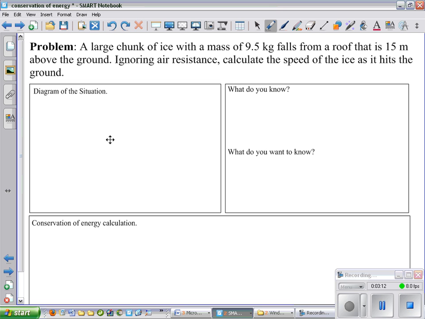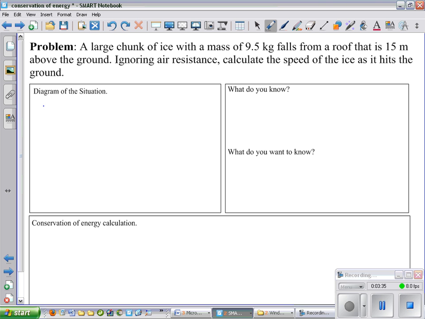So let's do an example. This example can be solved very easily with our previous calculations, but I want to show you how it can be calculated with energy equations. It says a large chunk of ice has a mass of 9.5 kilograms, falls from a roof that is 15 meters above the ground. Ignoring air resistance, calculate the speed of the ice as it hits the ground.